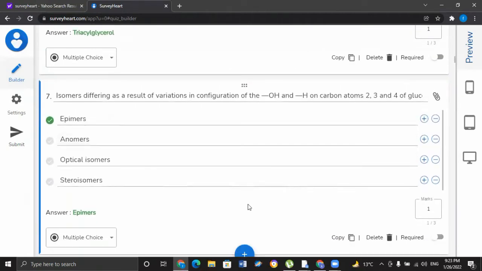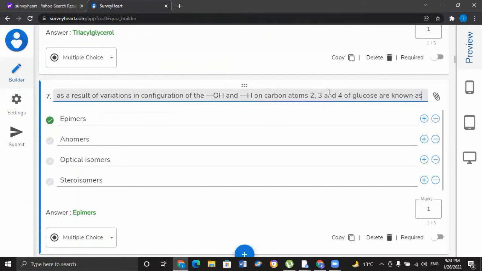ओके जी, अगला MCQ आता है कि आइसोमर्स differing as a result of variation in configuration of OH and H on carbon atom 2, 3, 4 of glucose are known as. हाँ जी, अच्छा अगर हम लोग बात करें स्टीरियो आइसोमर्स की, तो स्टीरियो आइसोमर्स, these monosaccharide isomers have same chemical formula but different position of hydroxyl group on one or more carbon atom.